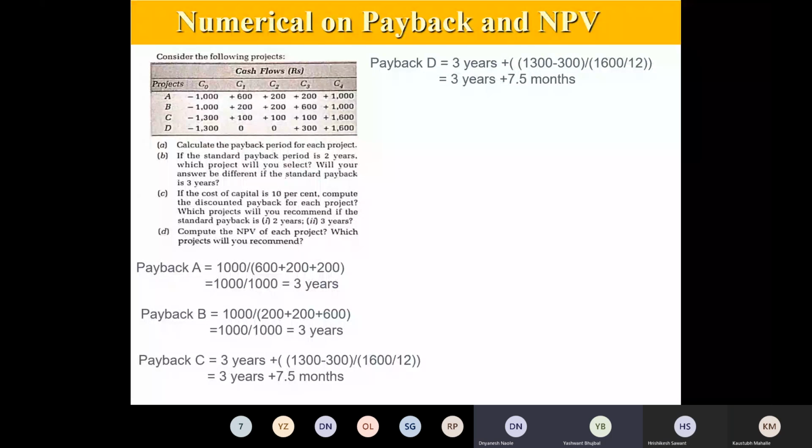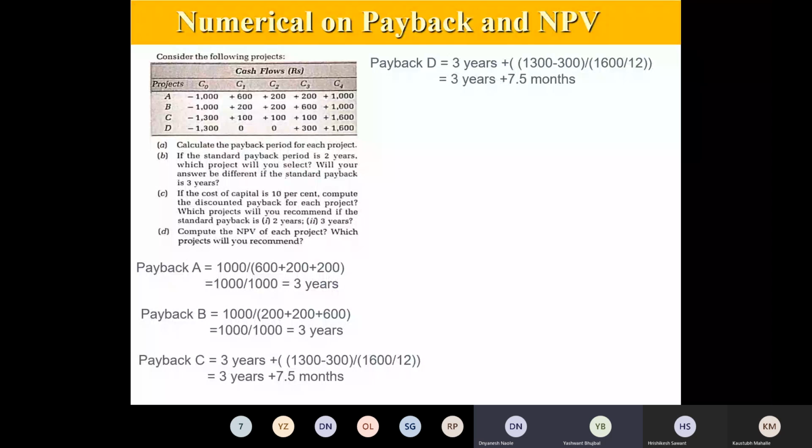Where is the Sawant? Yes, sir. So that 7.5 is here. So 7.5 is coming? I wanted to confirm, sir, because somebody told me 5.5 was for B. So, sir, that is wrong, right? 7.5. Yes, sir. 7.5 will come, right? Payback period for D will also remain the same. Cash flows are having different nature, but it remains the same.